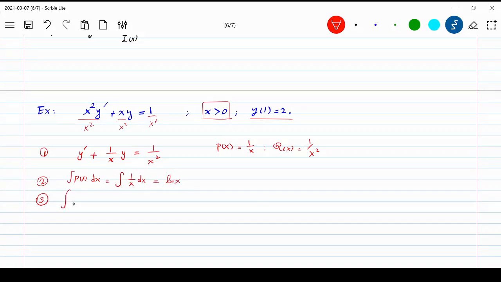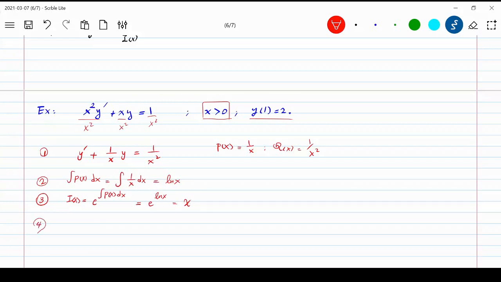So here, what I want to find in step 3 is the integration factor, which would be e to the power integral of p(x) dx, which we found already, e to the power ln x. And this could be simplified. What is e to the power ln x? Simply x. Those are inverses of each other, exponential and log. So step 3, we found the i(x) function.